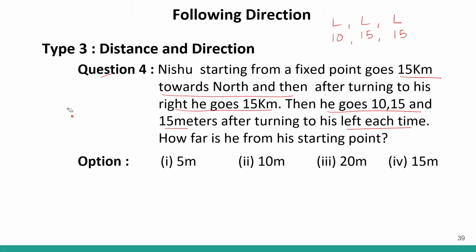So let us do that. Let's say this is the starting point. He went for 15 meters and then he turned right to go 15 meters, right? Then he took a left, so in this direction goes 10. Then he took a left, then went 15, and then he took a left and went 15. So here he'll get here. How far is he from the starting point? So if this is the starting point, 15 would be this 10 plus 5. So from the starting point he would be 15 minus 5, that is at a distance of 10 meters. So option number 2 will be your correct answer.